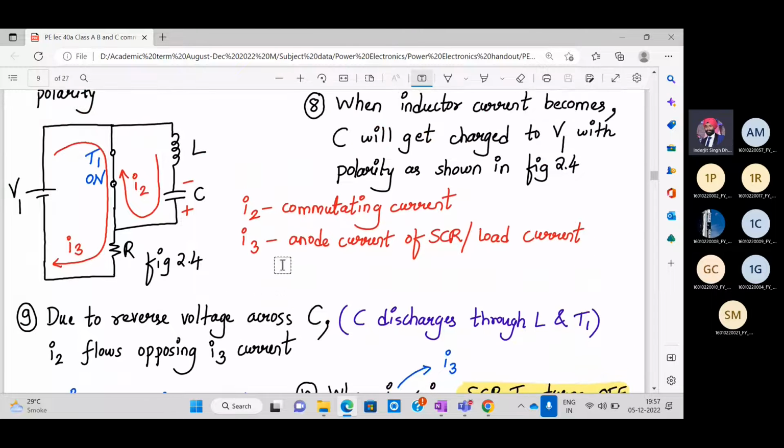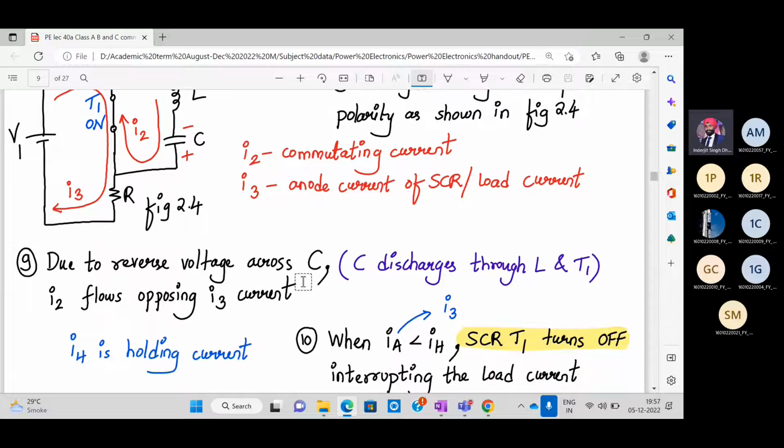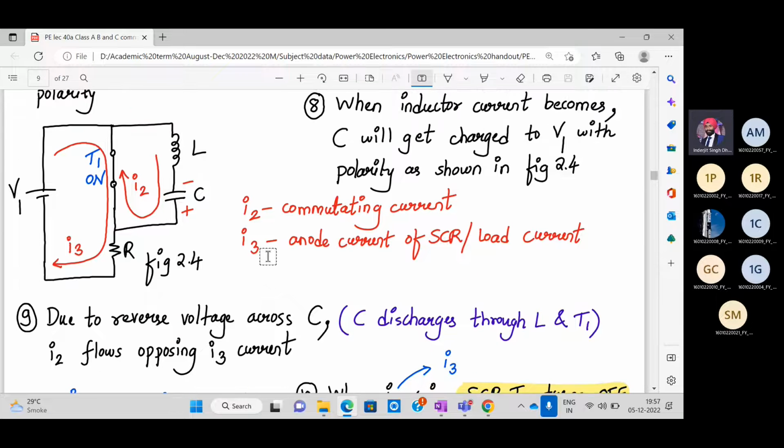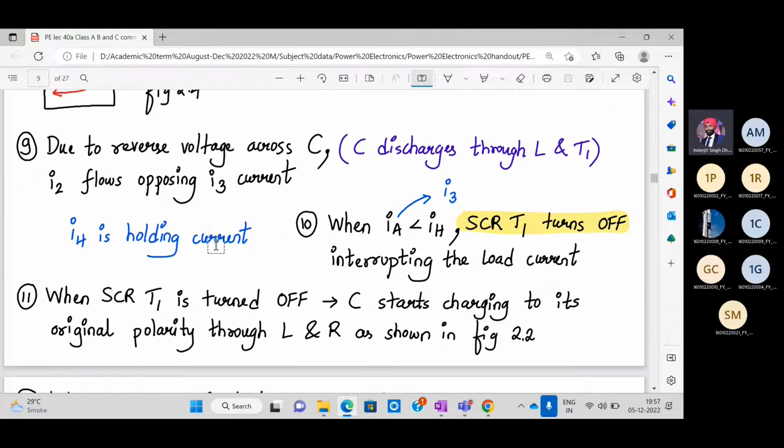So now we have a capacitor. Across the capacitor, the polarity is reversed, right? Due to the reverse voltage across the capacitor, C is discharging through L and T1. So the I2 current is actually opposing the I3 current. All right.